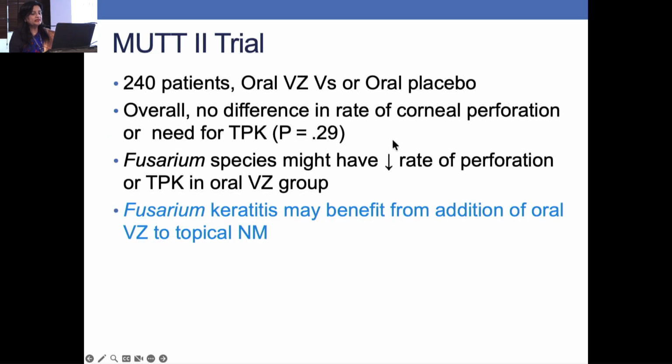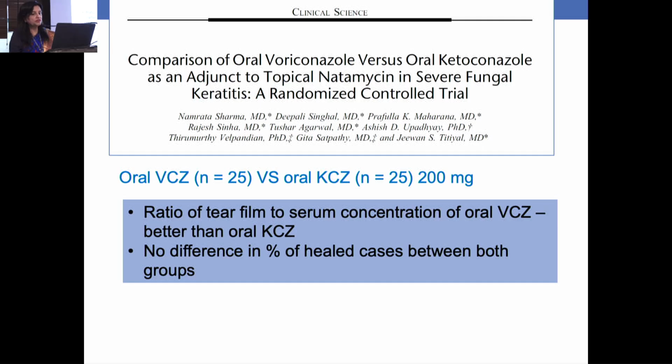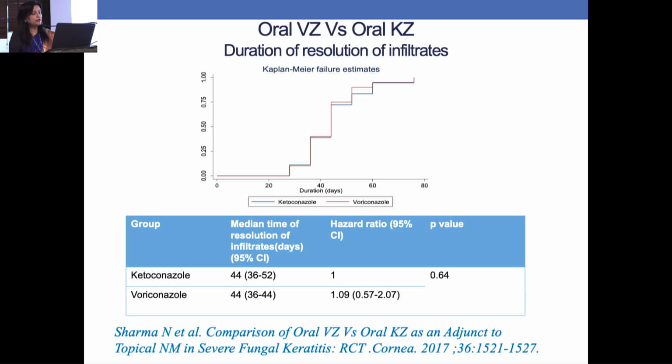The MUD2 trial again did teach us that Fusarium keratitis may benefit by the addition of oral voriconazole to topical natamycin. So we did a comparative study of which oral drug was better, voriconazole or ketoconazole. We found that clinically both did better. There was no difference clinically between the two.